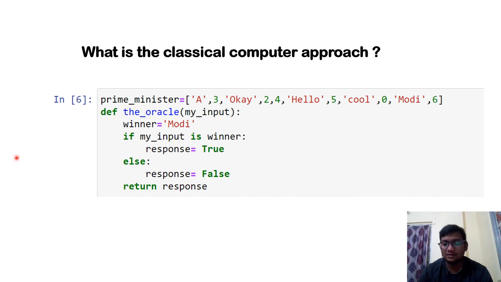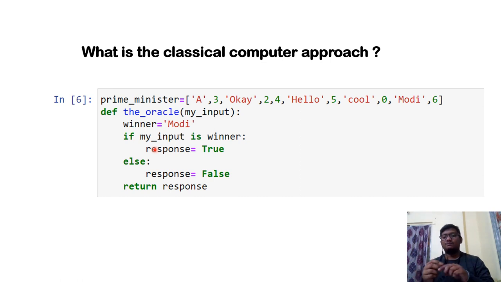Or before applying Grover's algorithm, let's first see how a classical computer will approach this. So we have the Prime Minister list, and these are the names of the men that are standing. Whoever's name is Modi is the Prime Minister. We have to find him in very few attempts. So to find the names, we will define an oracle. The oracle is a black box. We don't know what is going on inside. We can think of it as a loop.